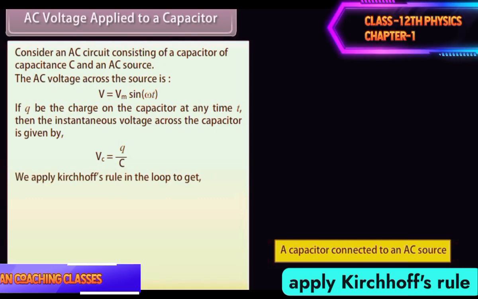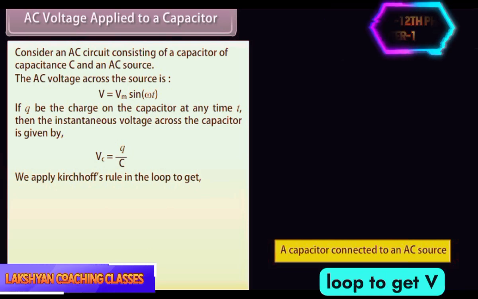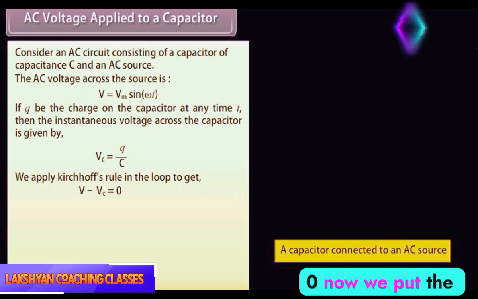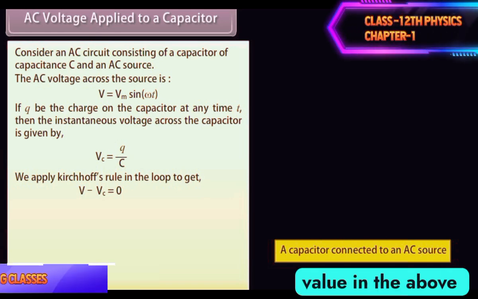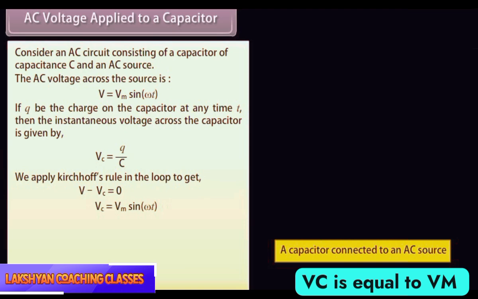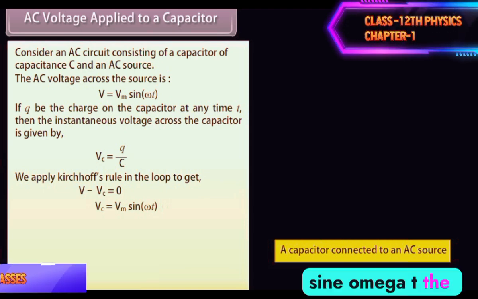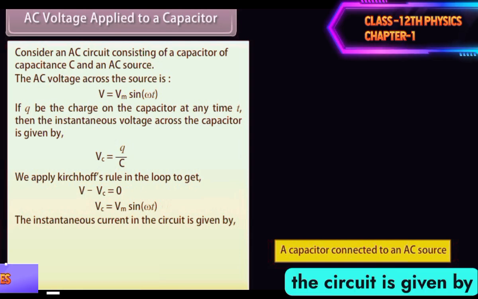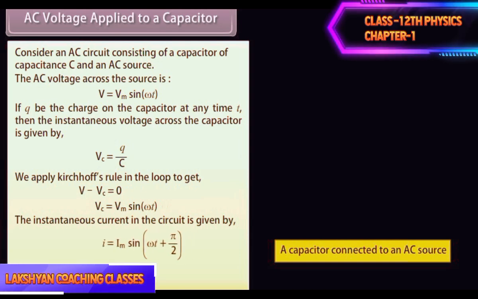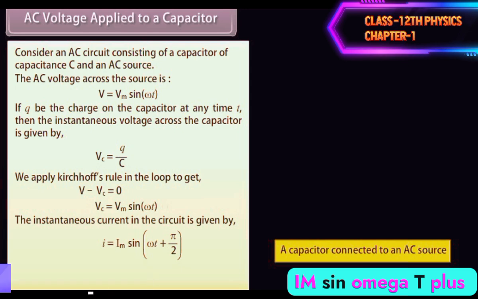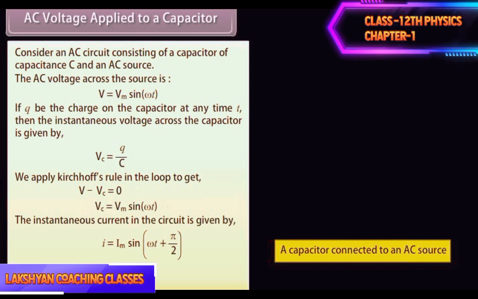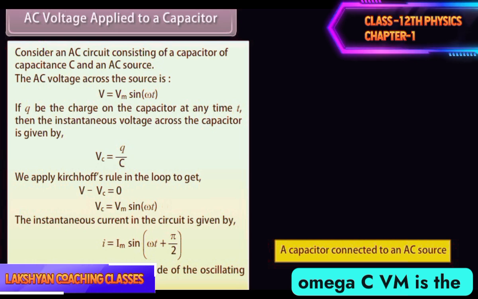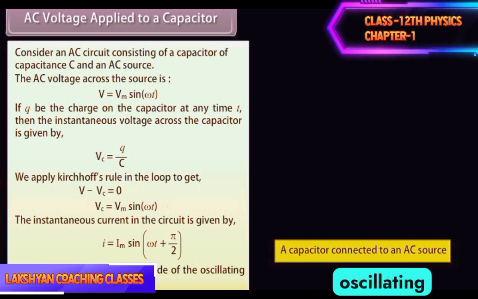We apply Kirchhoff's rule in the loop to get V - Vc = 0. Now we put the value in the above equation. Vc = Vm sin omega t. The instantaneous current in the circuit is given by Im sin(omega t + pi/2), where Im = omega C Vm is the amplitude of the oscillating current.